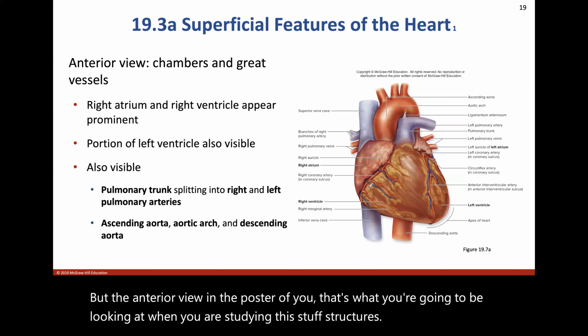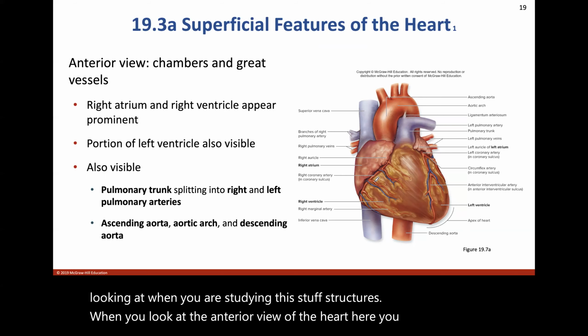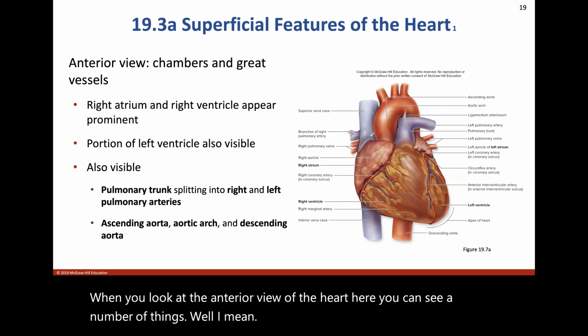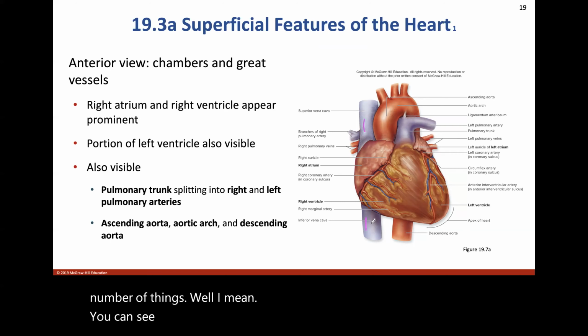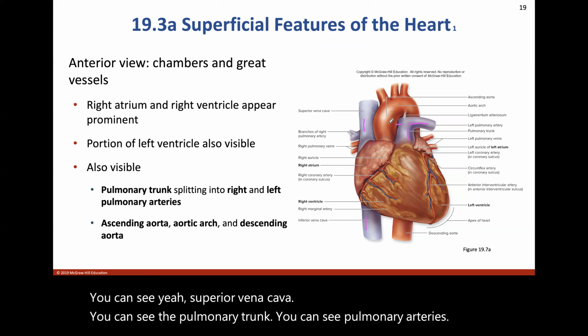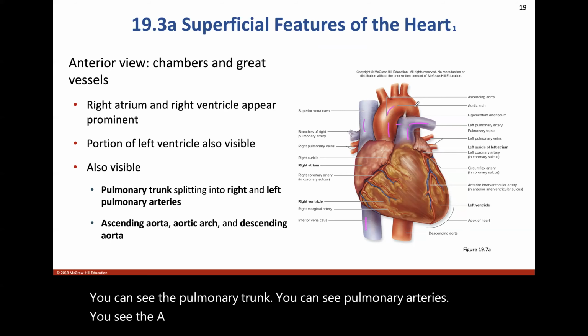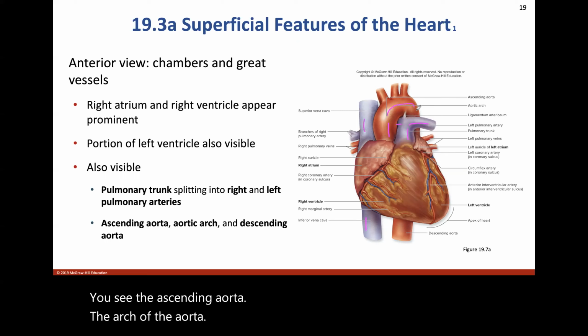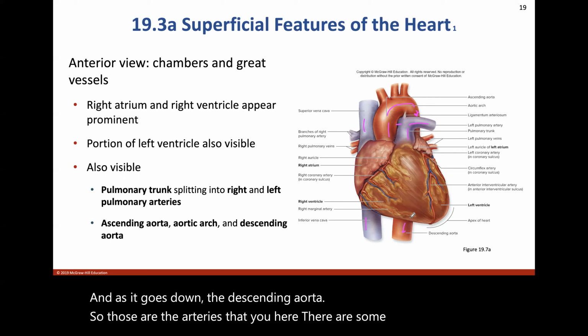When you look at the anterior view of the heart here, you can see a number of things. You can see the superior and inferior vena cava. You can see the pulmonary trunk. You can see pulmonary arteries. You can see the ascending aorta, the arch of the aorta, and as it goes down, the descending aorta. So those are the arteries that you see here. There are some more here. We'll build upon these.